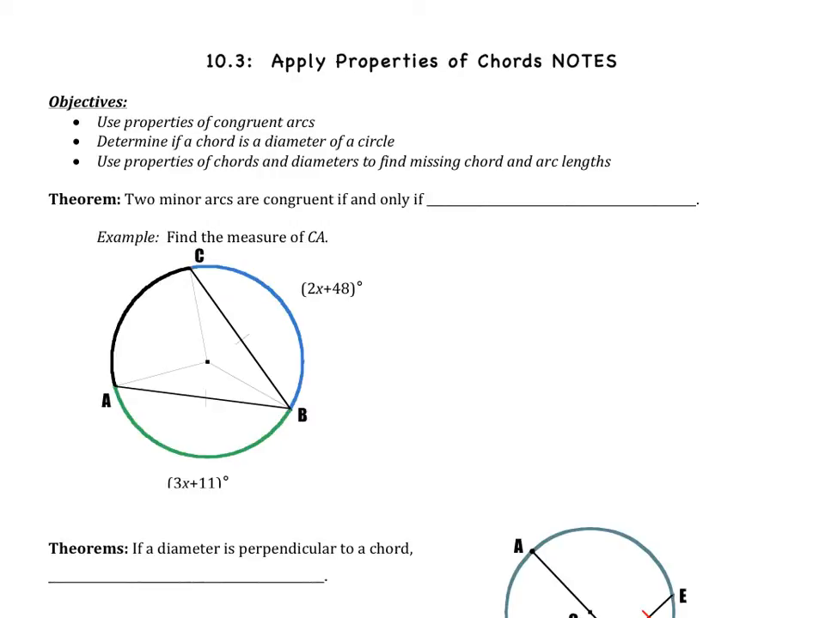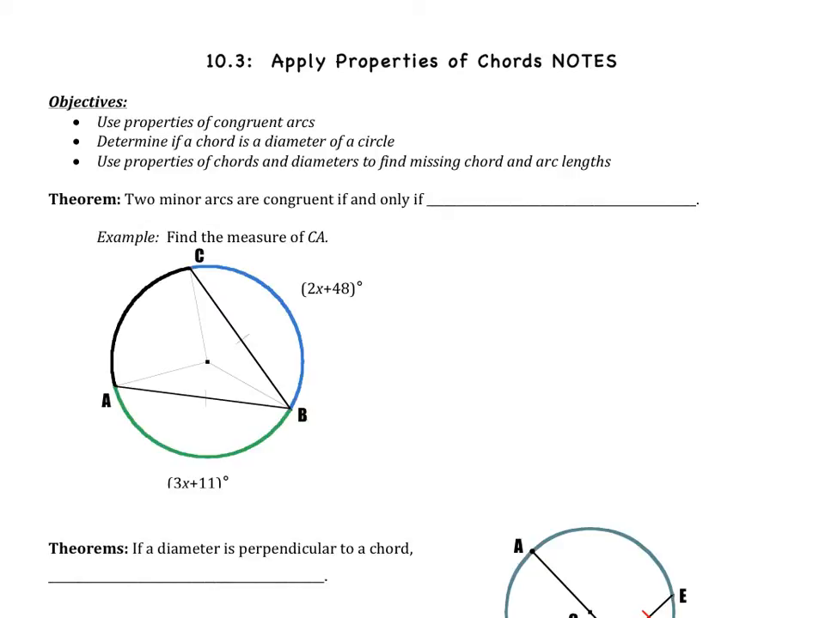Welcome to section 10.3, which is Apply Properties of Chords. We have three objectives for today's video. The first objective is to use properties of congruent arcs. So we talked about congruent arcs in the last video. Congruent arcs have the same measure and the same radius. Then we are going to determine if a chord is a diameter of a circle. Third thing is we are going to use properties of chords and diameters to find missing chord and arc lengths.